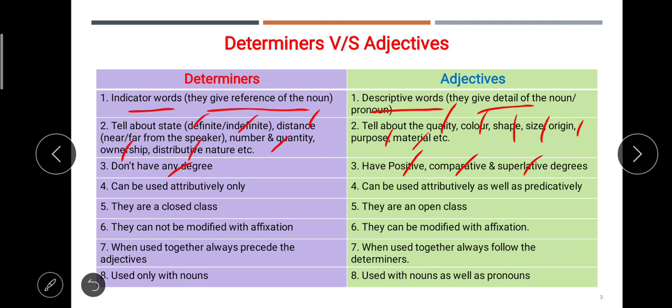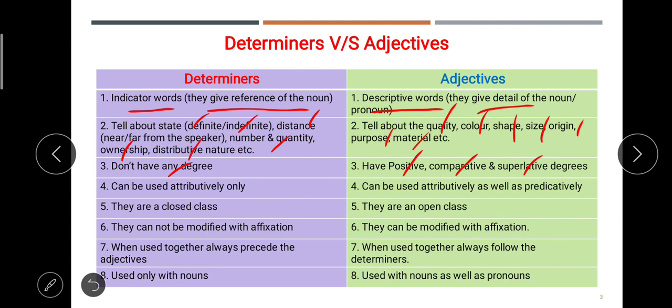But if we talk about articles, a, an, the, they don't have any degree. We talk about possessive pronouns, my, your, his, her, their. They don't have any degree at all. We talk about some, little, no, any, few. All these words do not have any degree. So this is the third basic difference.